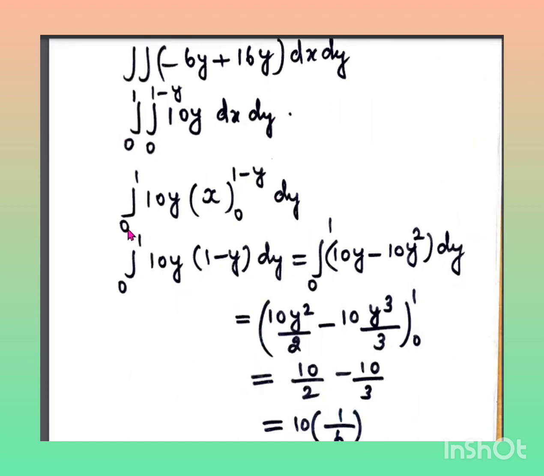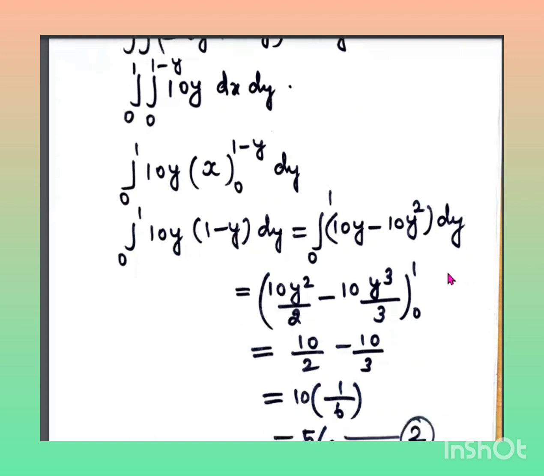First you have to integrate the inner integral with respect to x. So integral 0 to 1, 10y times x, integrating dx with limit 0 to 1 minus y, dy. So the integral over the limit 0 to 1, 10y, for x you apply the upper limit minus lower limit, 1 minus y, into dy, which is equal to integral 0 to 1 of 10y into 1 minus y, so 10y minus 10y square dy.